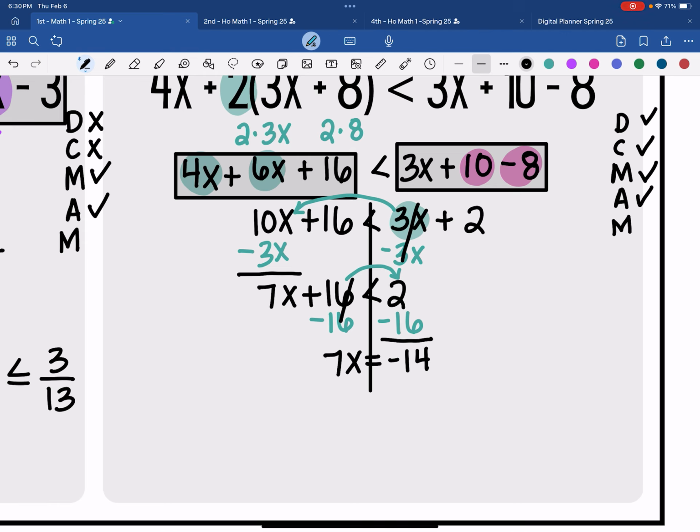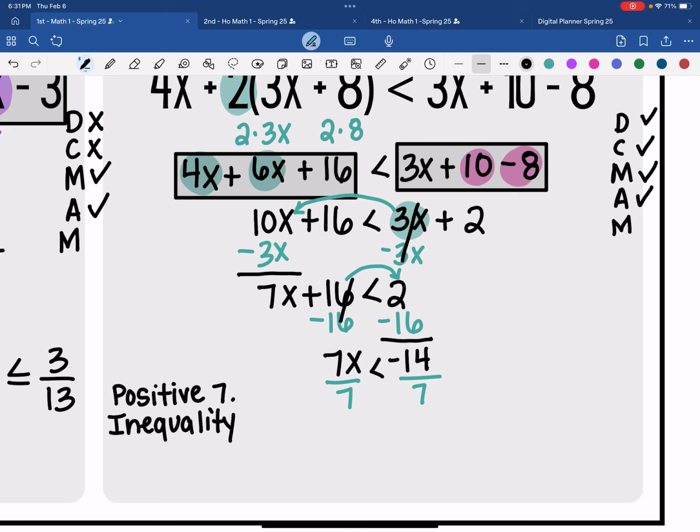And my last step is to multiply or divide, and this is where I need to ask myself, do I flip my sign? And I actually made a boo-boo here. That shouldn't be an equal sign. That should be a less than sign. Now, for this one, I have a positive 7 that I'm dividing by. So since it's a positive 7, the inequality stays the same. We only flip it when the number that we're multiplying or dividing, that's with the x, is negative. So the inequality stays the same here. Since it stays the same, we now are going to simplify. So x is less than negative 2.